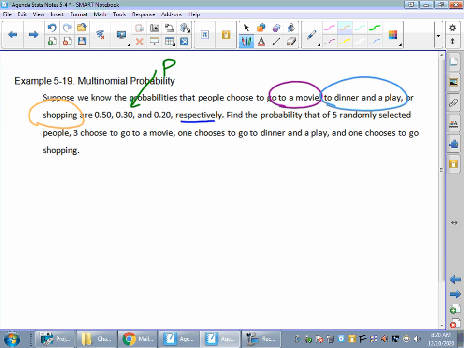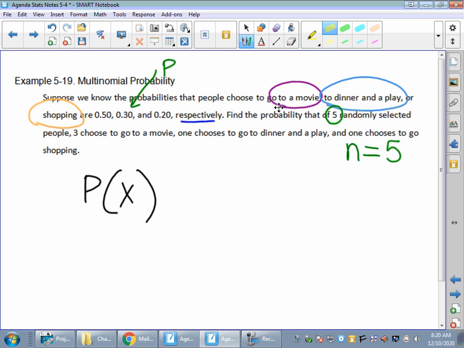Find the probability that out of 5 randomly selected people, 3 choose to go to a movie, 1 chooses to go to dinner and a play, and 1 chooses to go shopping. So what is my N? How many people am I selecting? My number of trials is 5 again, right? Because that's how many people I'm selecting. It doesn't matter how many people we use to figure out those probabilities. It's the number of people we're choosing. So my probability of X, here is my statement that's asking 3 go to a movie, 1 goes to dinner and a play, and 1 goes shopping.